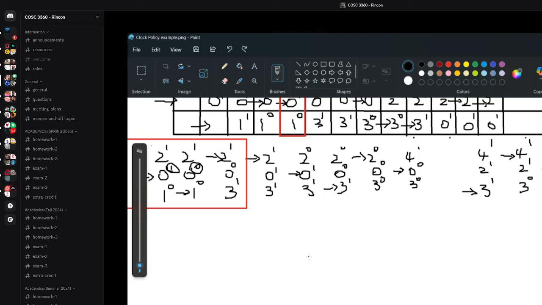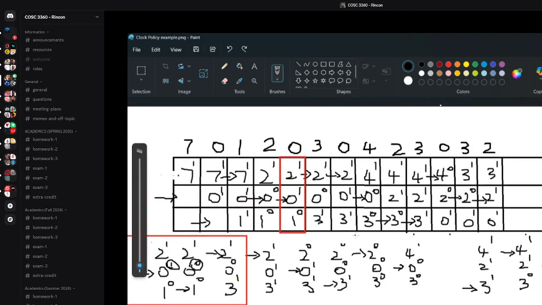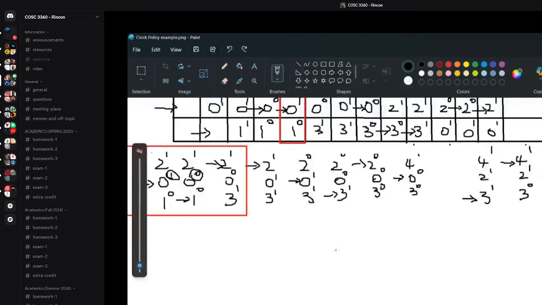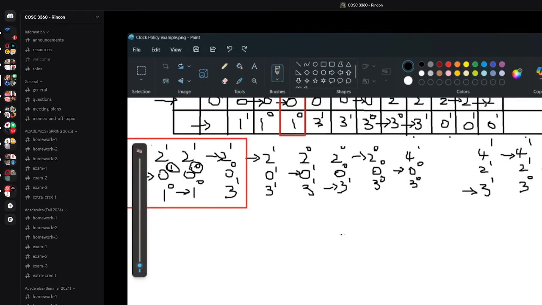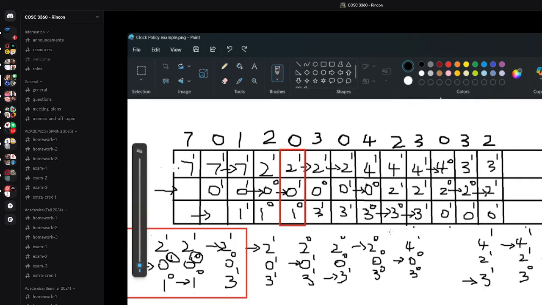Honestly, this one will be easier, like just inserting the ones into 0. I think that's it. In the exam, we just do the replace, updating the use bit from 0 to 1. Mm-hmm. Okay. Yes, exactly.